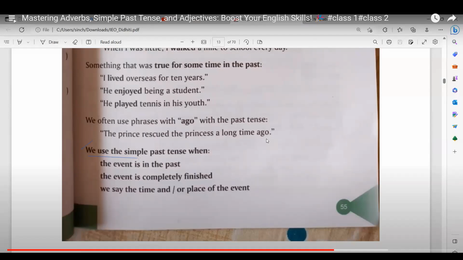That is when the event has already happened. We use the simple past tense second, when the event is completely finished. That is, I told you that in the past it started and in the past it ended. It is not still continuing. That is also we include it in simple past tense. And what else? We say the time and the place of the event. For example, if we say that we went to the park on Tuesday at 4 p.m., then we also use the simple past tense.